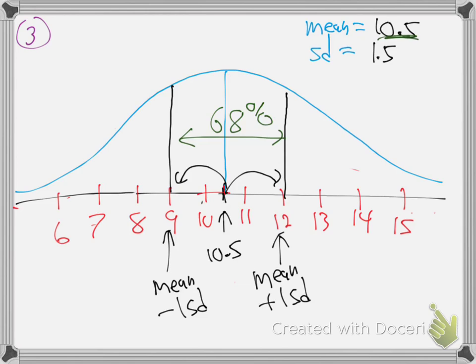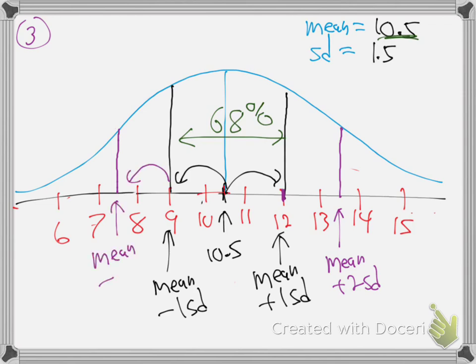So now if I go another standard deviation jump to the right, I'd have to go another 1.5, huh? So if I'm at 12 and I go another 1.5, where am I at? 13.5, 13 and a half. That's the mean plus 2 standard jumps. And if I'm at 9 and I jump back another standard, where am I at? 7.5, right? That's the mean minus 2 standards. So what percentage of all men in America have a shoe size between 7.5 and 13.5?